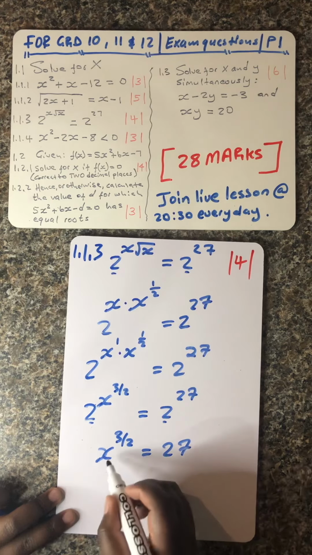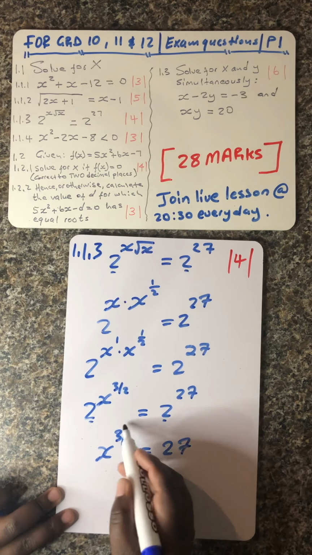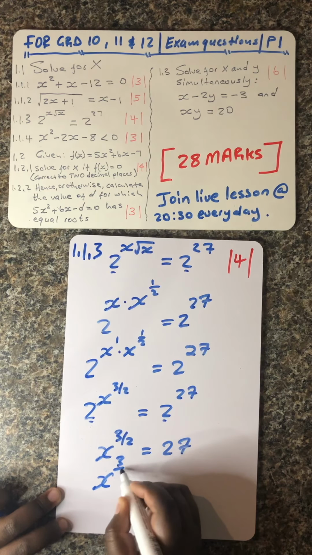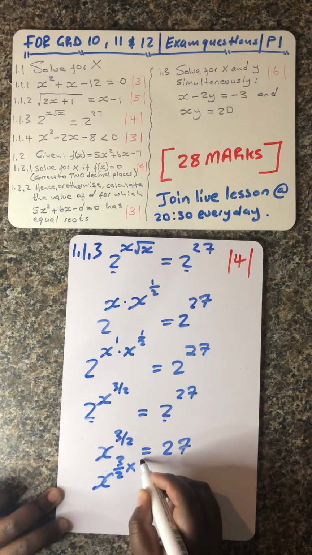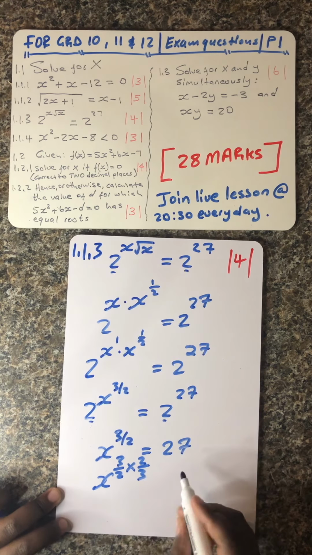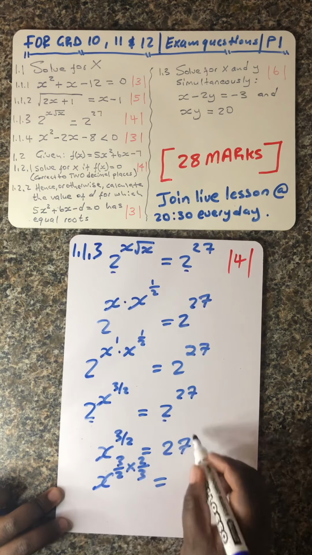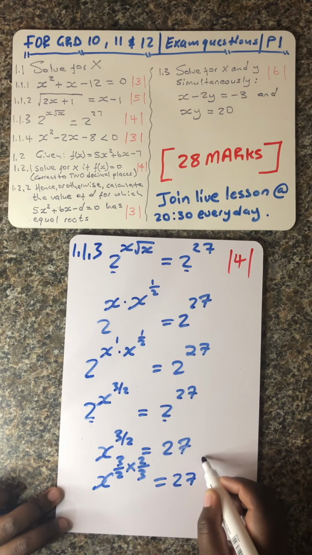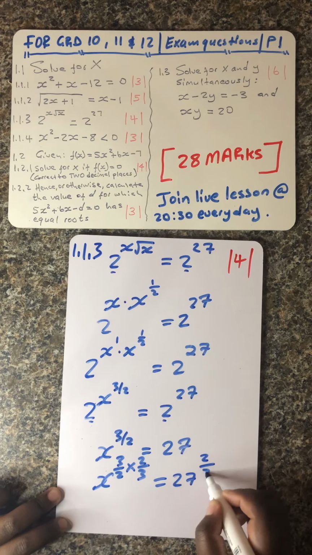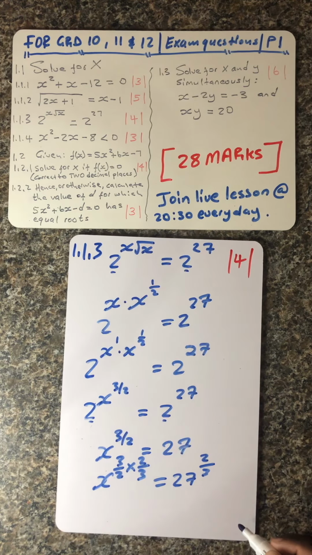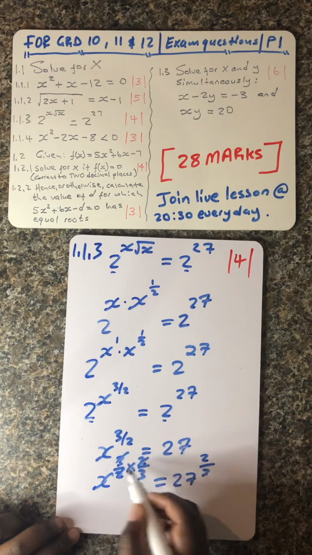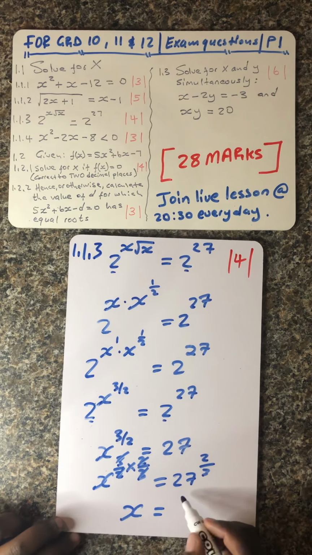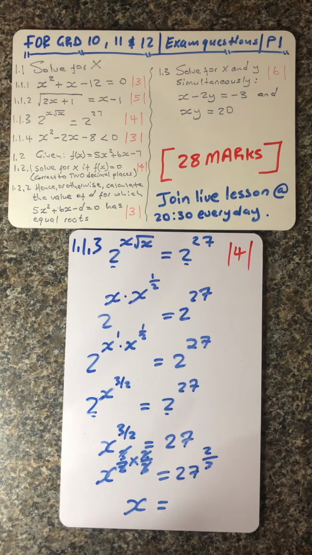Now, because I'm solving for x, I want to remove that exponent. That exponent is 3 over 2, so I can just multiply by 2 over 3. Remember, what I do on the left, I also do on the right. So that means it's 27 to the exponent 2 over 3. Okay, so guys, this cancels, and I'm remaining with x, which is equal to 27 to the exponent 2 over 3.